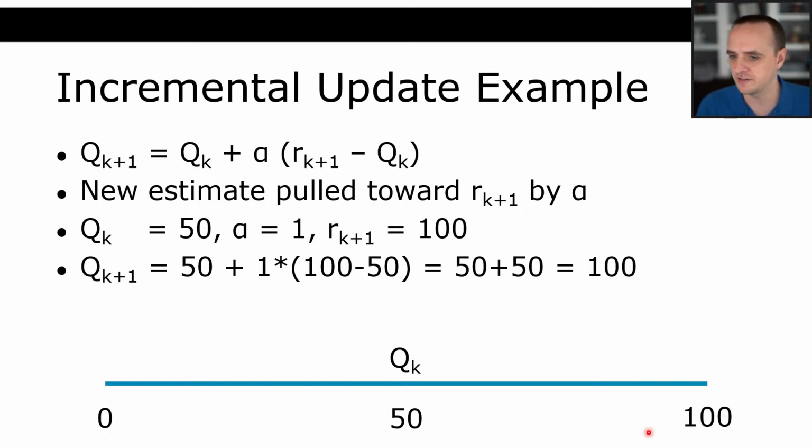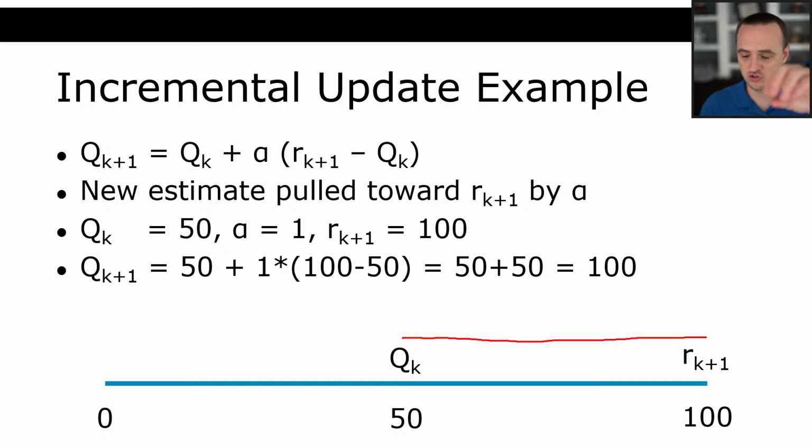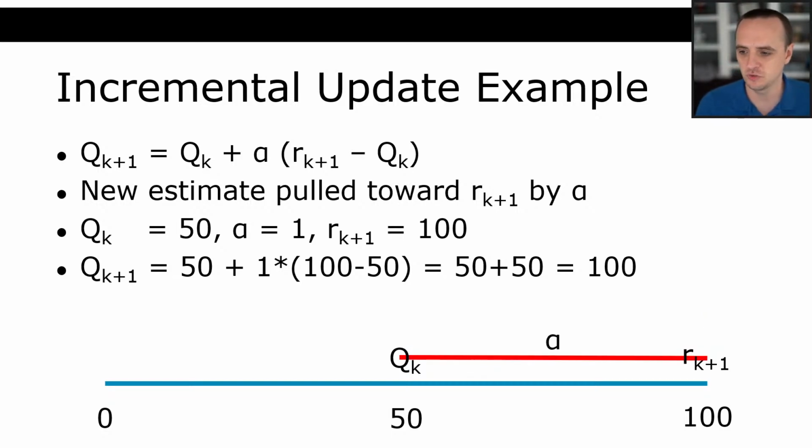Let's say we have a number line down here. So our current estimate of QK is 50, right? So currently thinking 50. Our new sample is RK plus 1, right? That is our new sample. What alpha does is you can think of alpha as literally dragging us toward the new sample. So if alpha is equal to 1, we are going to completely trust the new sample, and our new belief will be 100. If alpha is 0, we don't trust the new sample at all, and we continue to believe that it's 50.